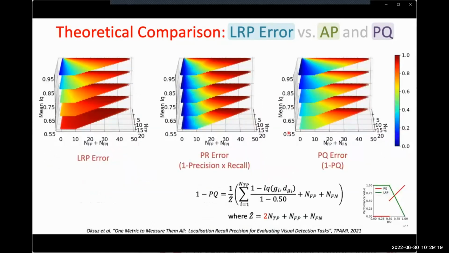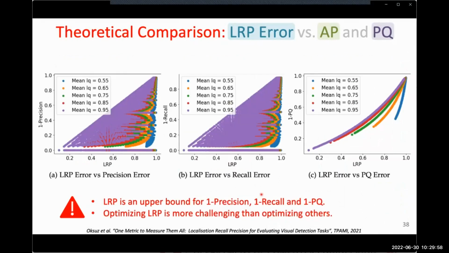When we look at panoptic quality, we see that panoptic quality is not consistent about how much it is changing with a change along different axes. The reason is this denominator, where we have a constant multiplier in front of the number of true positives, which favors true positives more than false positives and false negatives. Therefore, it's not consistent in terms of how it handles localization quality, true positives, and false positives plus false negatives.